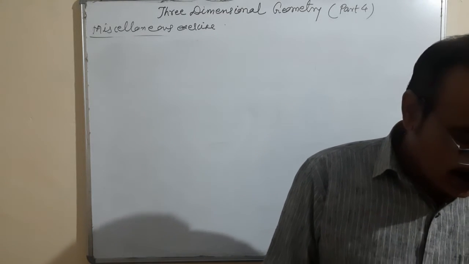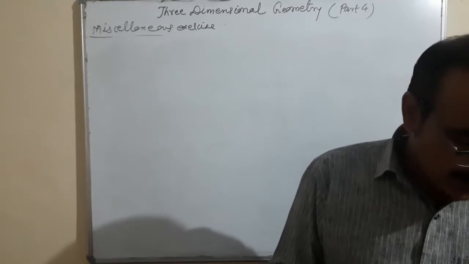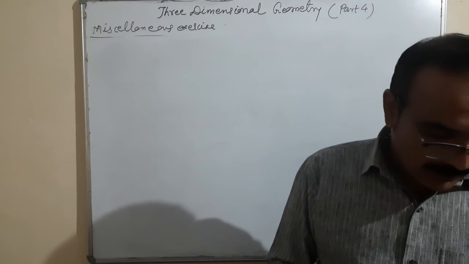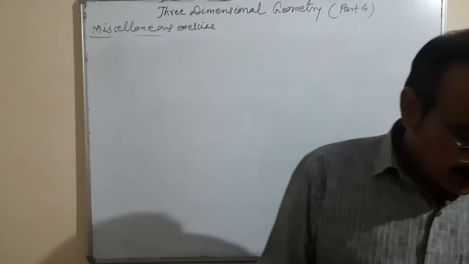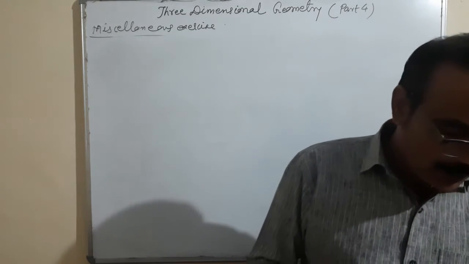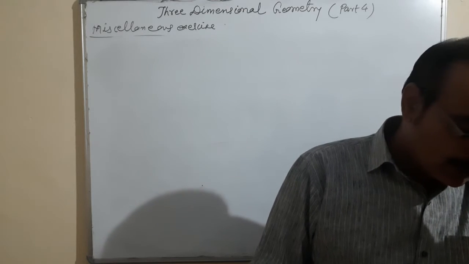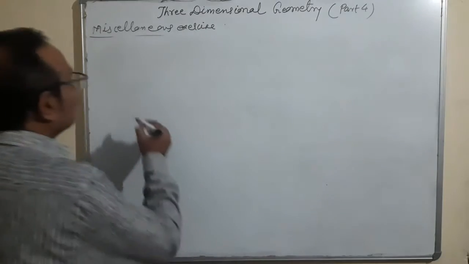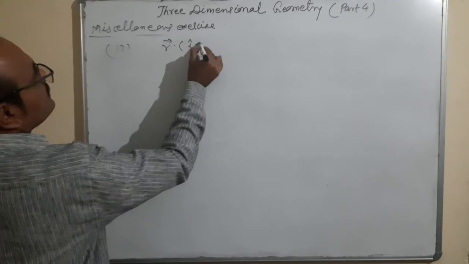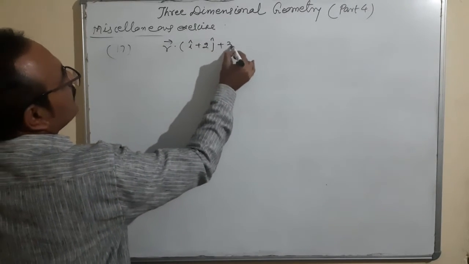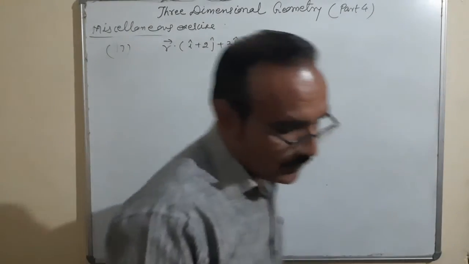Okay, 17th question: find the equation of the plane which contains the line of intersection of the planes, and which is perpendicular to the plane. So vector r dot i plus 2j plus 3k, there are 3 equations of the plane, minus 4 is equal to 0.